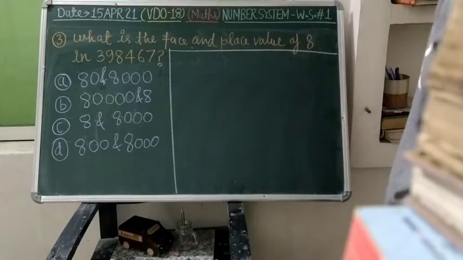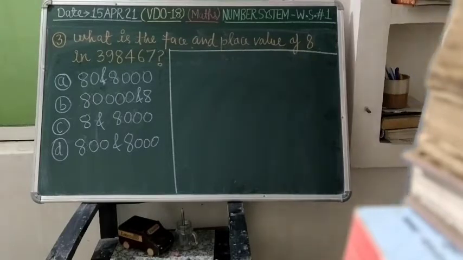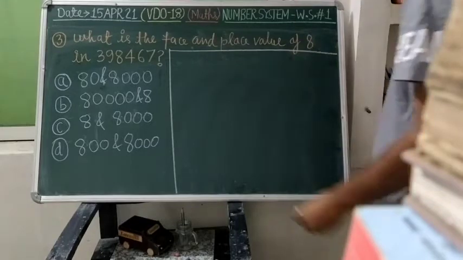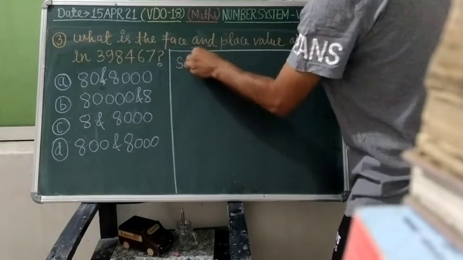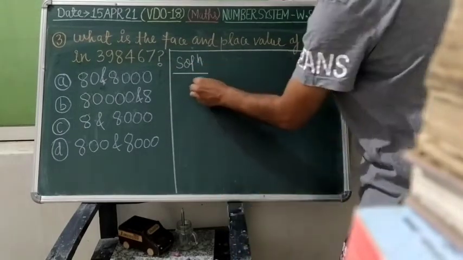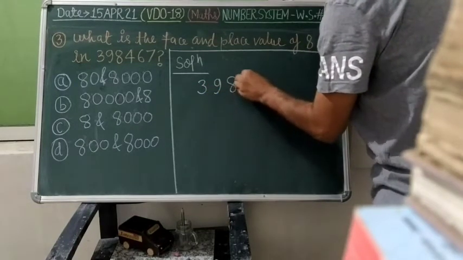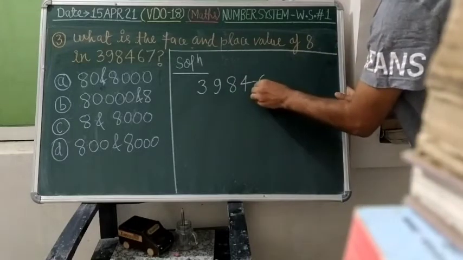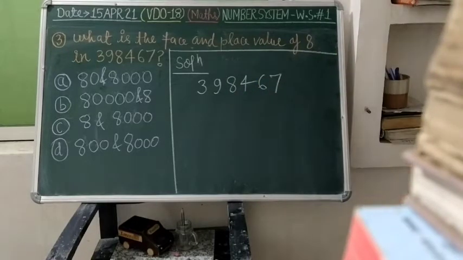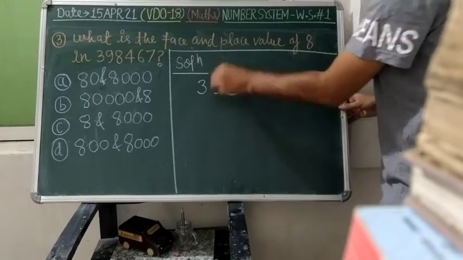Come to the third one. What is the face and place value of 8 in 398467? The concept behind it I have told you in the previous videos. This 3, 9, 8, 4, 6, 7 they have given to you, and they are saying to find out the face and place value of this 8.